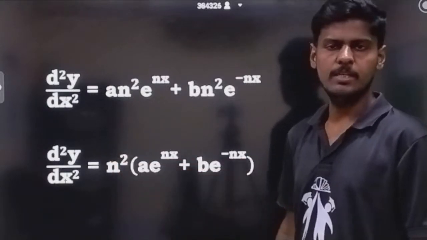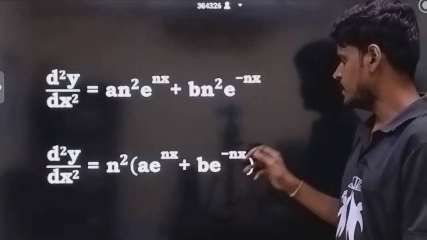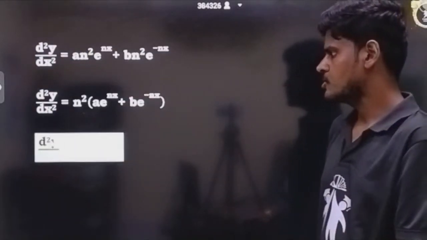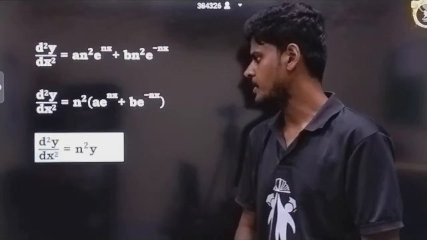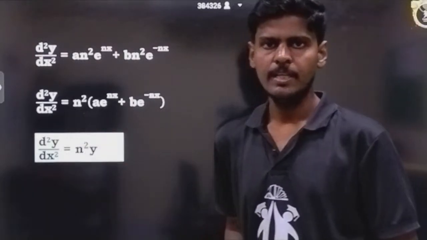And what is this value, students? n square into a into e power nx plus b into e power minus nx, which is nothing but y. So the final answer is d square y by dx square is equal to n square y. We have proved this. That is how we should solve these types of questions.